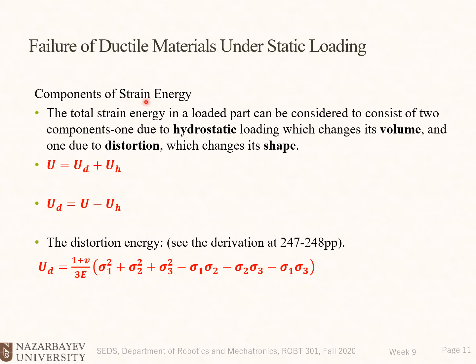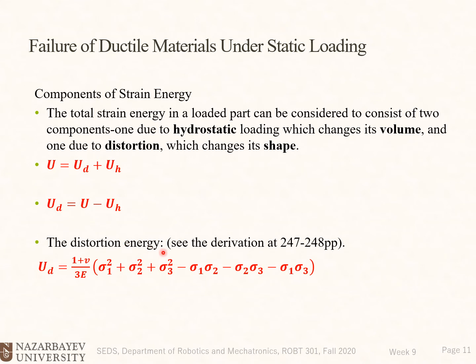Components of strain energy. So now we want to see what components you have. The total strain energy in a loaded part can be considered to consist of two components: one due to hydrostatic loading, which changes its volume, and one due to distortion, which changes its shape. So we are interested in the distortion part. U is equal to UD, the distortion energy, plus UH, the hydrostatic energy. And we are interested in UD, which is equal to U minus UH.